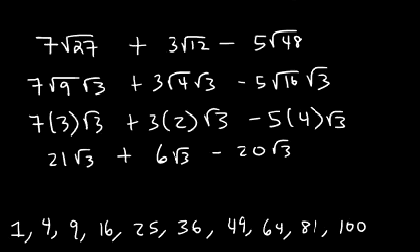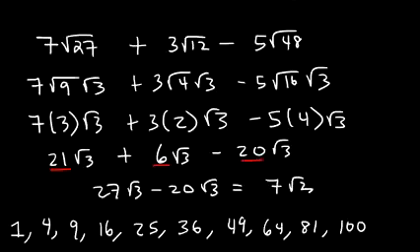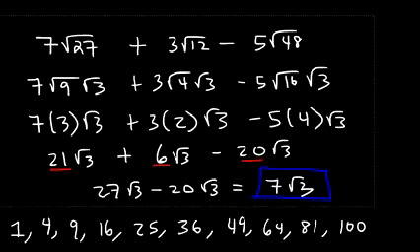And now let's combine the coefficients. So 21 plus 6 is 27. And 27 minus 20 is 7. So the final answer is 7 square root 3. So now you know how to add and subtract radical expressions.